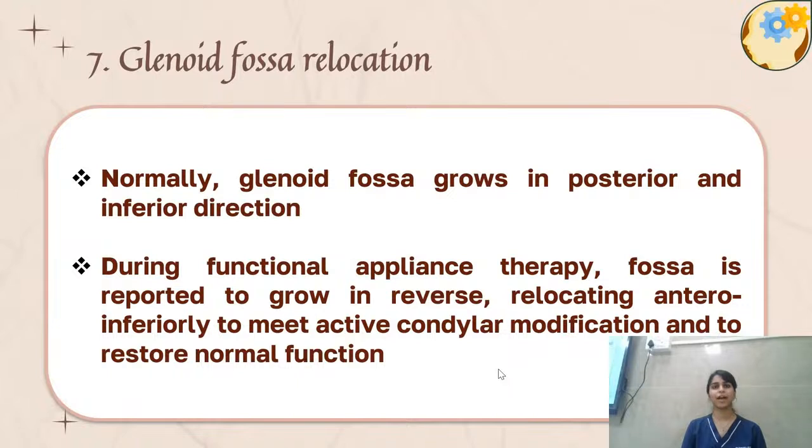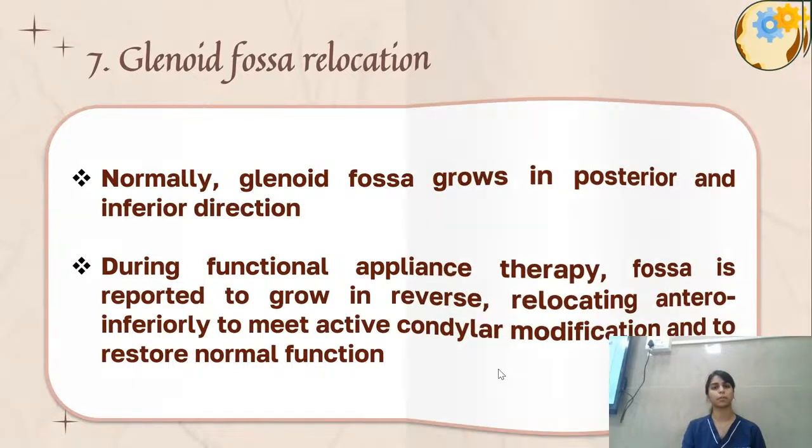Talking about the seventh factor, that is glenoid fossa relocation. As we all know, the glenoid fossa normally grows in a posterior and inferior direction. However, during functional appliance therapy, the fossa is reported to grow in reverse, thus relocating the fossa in an anterior inferior direction to meet the active condylar modification and restore normal function.